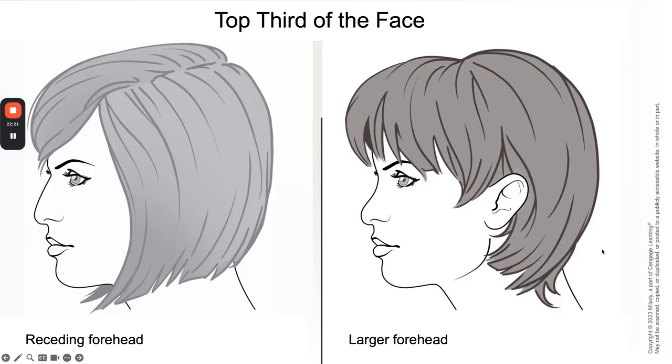They have a large forehead. Again, you can always use bangs with little to no volume. If they have a large forehead, give them bangs, but don't make the bangs super fluffy or super voluminous. Those are all the considerations for the top third. Next, we have the middle third of the face.